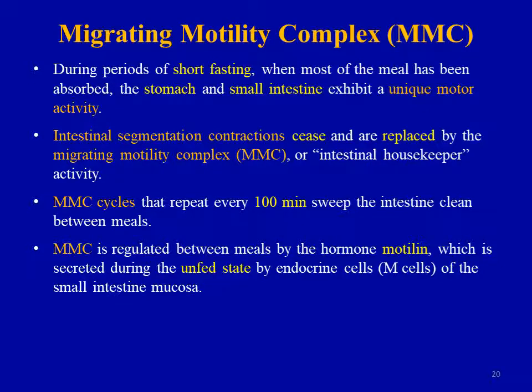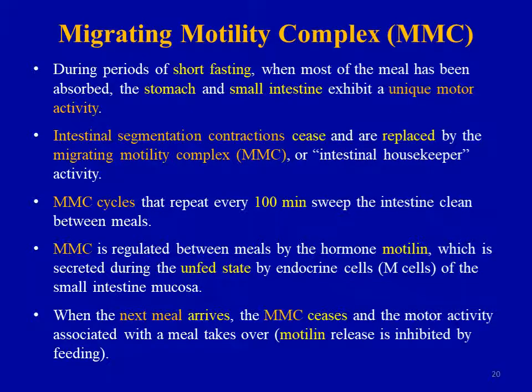Migrating motility complexes are regulated between meals by the hormone motilin, which is secreted during the unfed state by the endocrine cells, M cells, of the small intestine mucosa. So the M cells are responsible for the release of motilin during the fasting state or the interdigestive state. When the next meal arrives, the migrating motility complexes will stop and the motor activity associated with the meal will take over, because motilin release is inhibited by feeding.